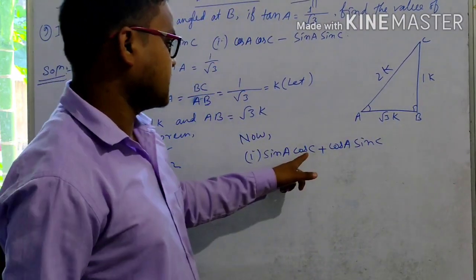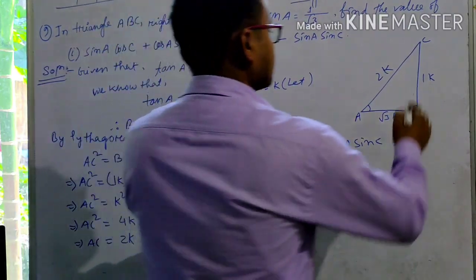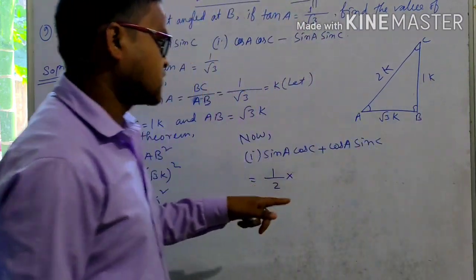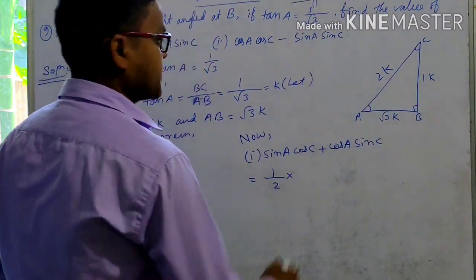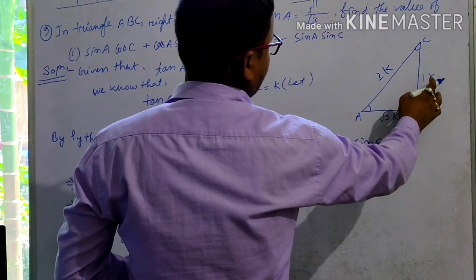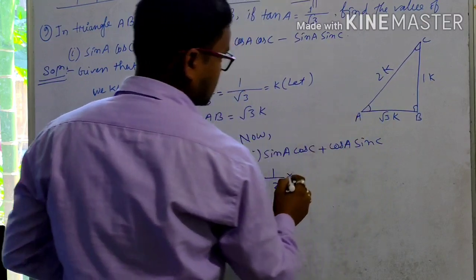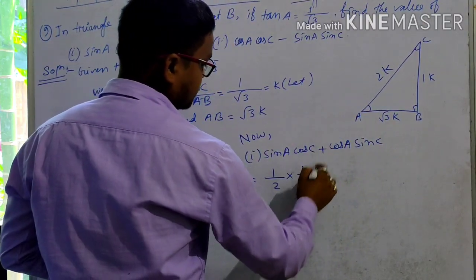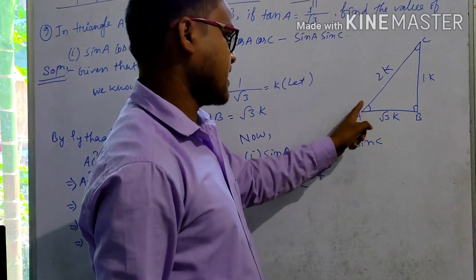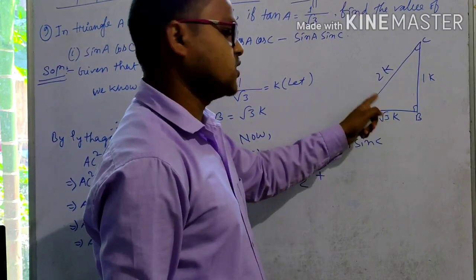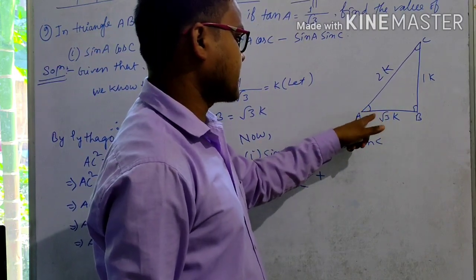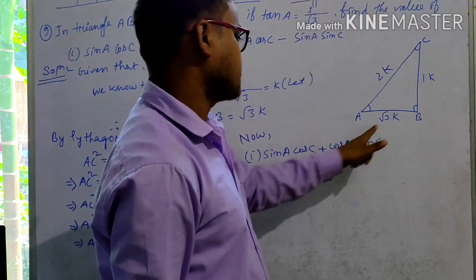Cos C: when you take C, this is C, so you have to take this as base. So base by hypotenuse. What is your base for the angle C? Your base is this. So 1 by 2. So here also 1 by 2. Plus again cos A, angle A. So for angle A your base will be this. You always remember, for the angle you have to find, the adjacent side of that angle is known as base. So cos A is base by hypotenuse.